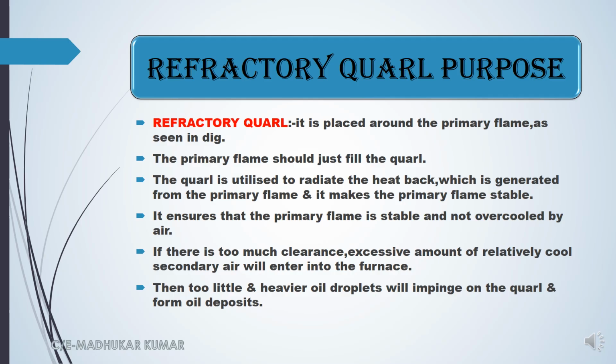So if there is too much clearance, an excessive amount of relatively cool secondary air will enter into the furnace. And due to this, what happens? The heavier droplets will not get sufficient heat generated by the primary flame, and the proper formation of flammable vapors will not happen, and then proper combustion will not happen. And basically, due to the air velocity, it will impinge on the coil and form oil deposits, which may be one of the causes of backfire in the boiler. Okay.